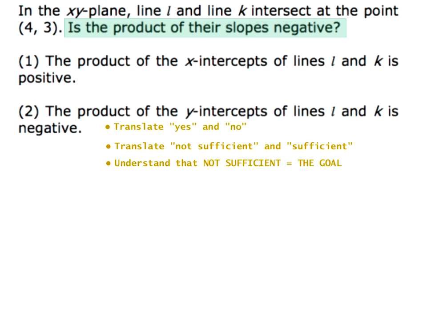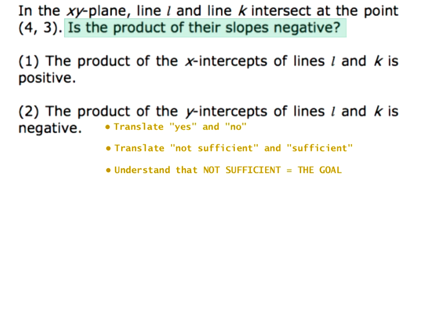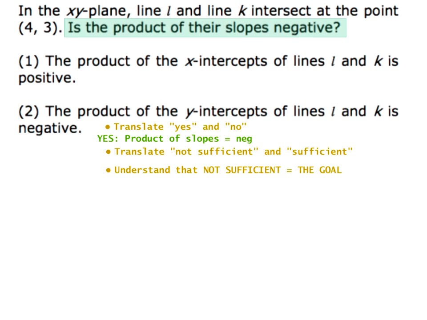Well, you have two lines. Is the product of their slopes negative? So a yes means the product of the slopes is actually negative. What does a no mean? It means the product of the slopes is... Anybody? What does a no mean? Product of the slopes is either 0 or positive. Yeah. Make sure you don't forget about 0 as a case.